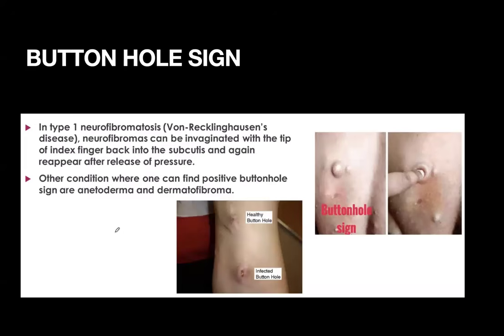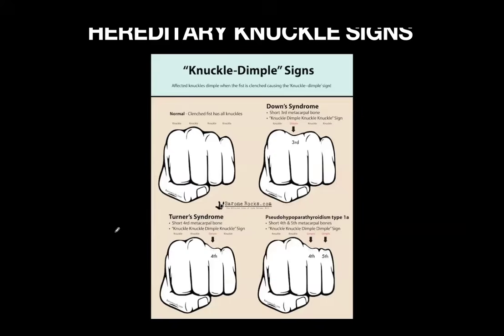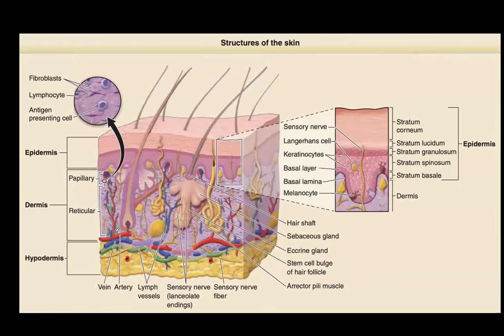Then this is the buttonhole sign we have seen in neurofibromatosis. This is a dimple sign again. This is the structural anatomy of the skin, if you would like to know.